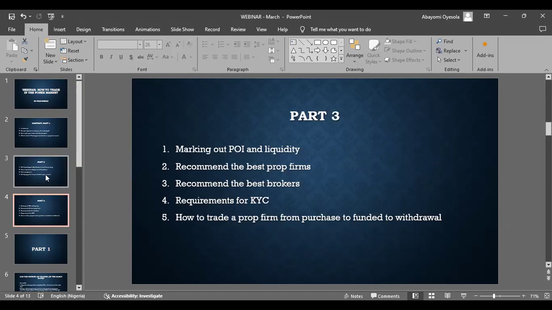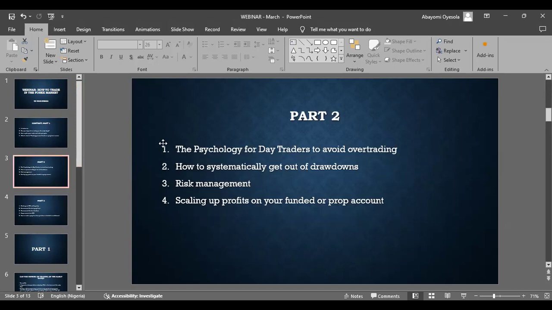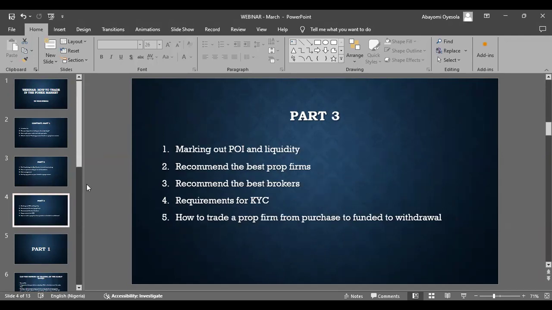Yesterday we discussed a number of things. We were able to touch just two of these points: the psychology for day traders to avoid overtrading and how to systematically get out of drawdowns. So we've not touched on risk management and scaling up profits. We're going to discuss that tomorrow, on Thursday, by God's grace.